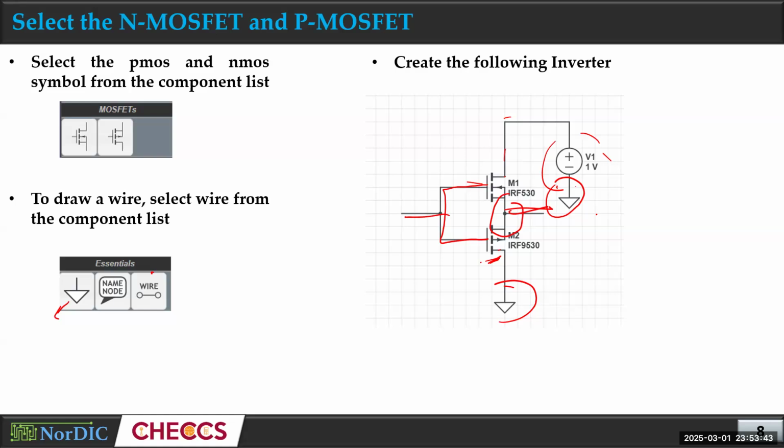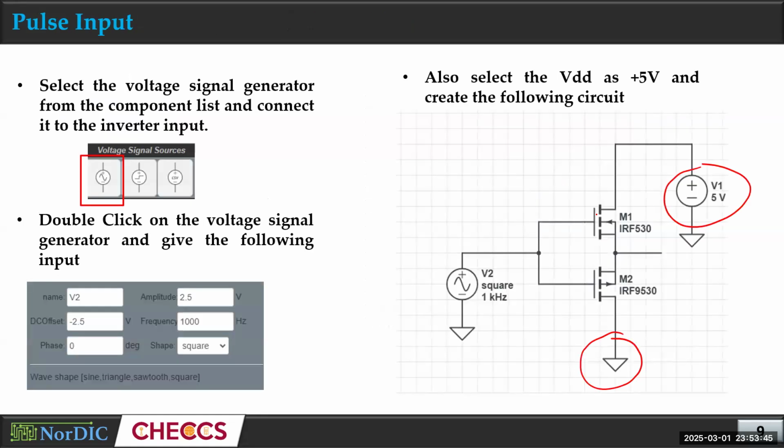Okay. So the next step is to apply the input, right? We know that for an inverter, we'll have to apply an input, and we showed something like this: 0, 1, 0, 1, a voltage pulse. To apply that, we will use this voltage signal generator from voltage signal sources. You can see it here. We bring that and connect that with the input terminal that we made by connecting the gate of NMOS and PMOS.